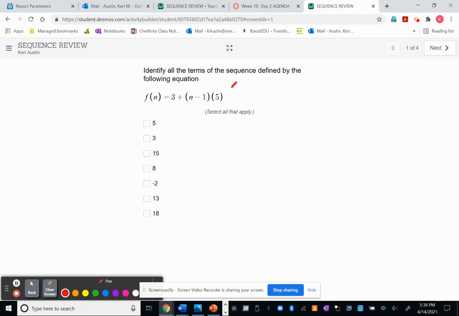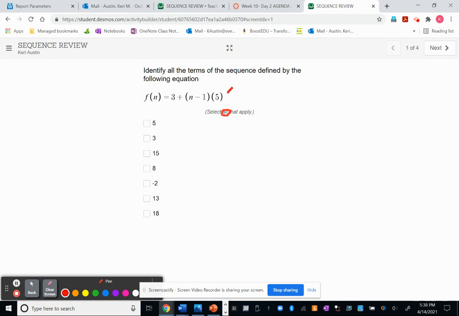So the first one says identify all the terms of the sequence defined by the following equation. Select all that apply. So let's look at this rule here. This is an explicit rule. It says f of n equals 3 plus n minus 1 times 5.